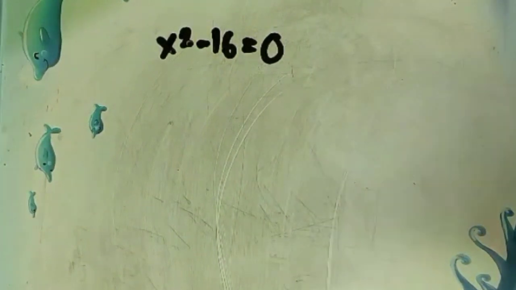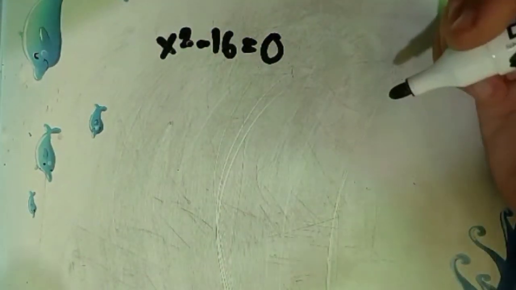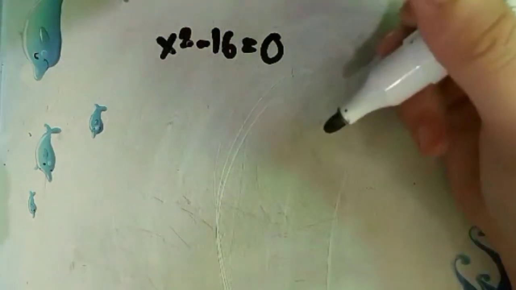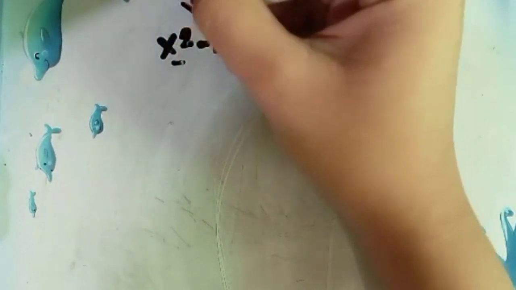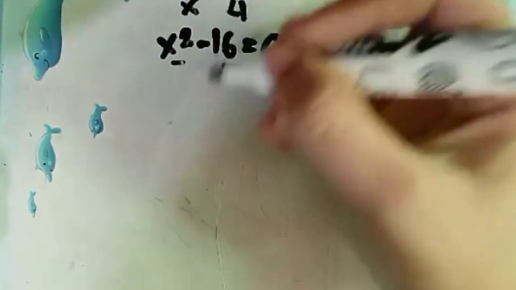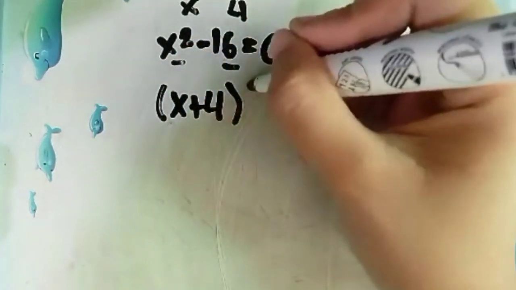So we will start with this equation. X squared minus 16 is equal to 0. You can use the difference of perfect squares technique for this one. The square root of x squared is x, and the square root of 16 is 4. So it's going to be x plus 4 and x minus 4.